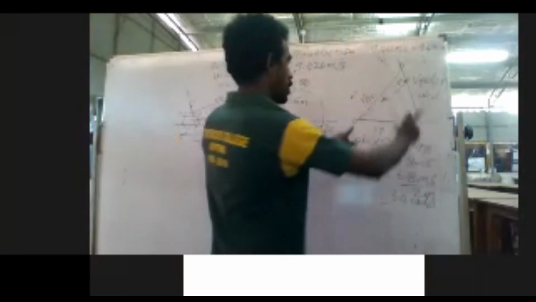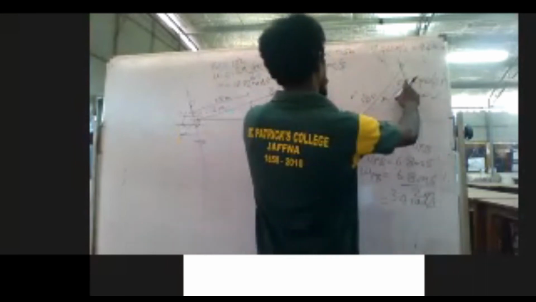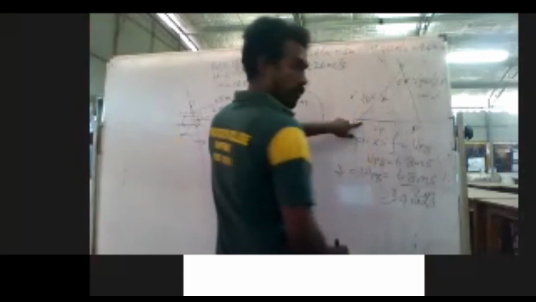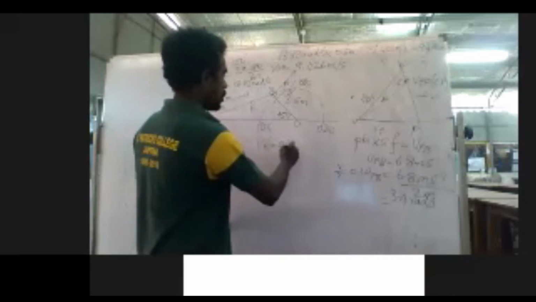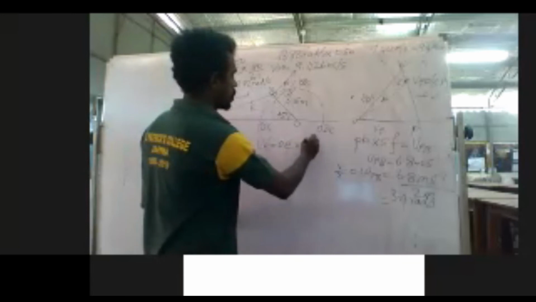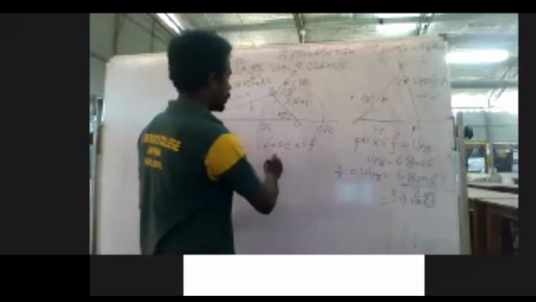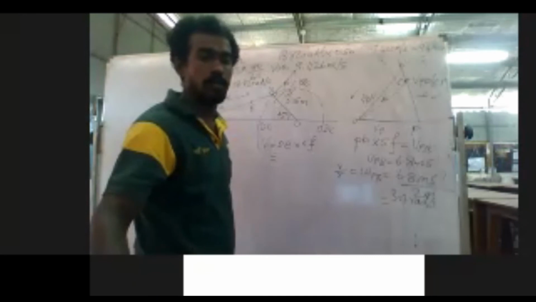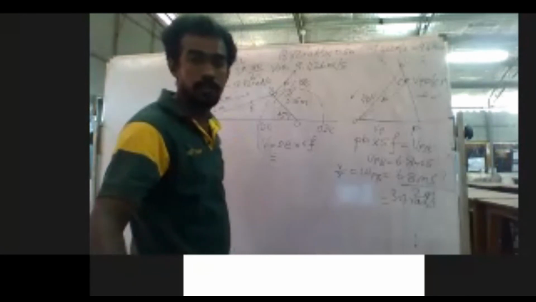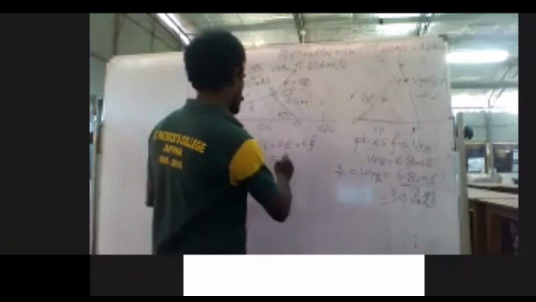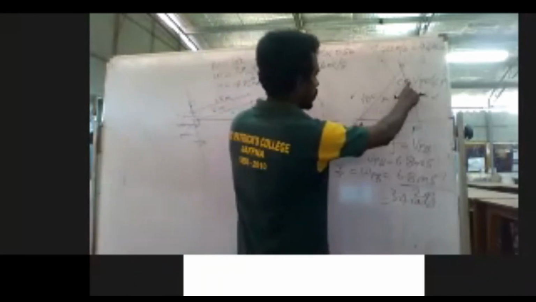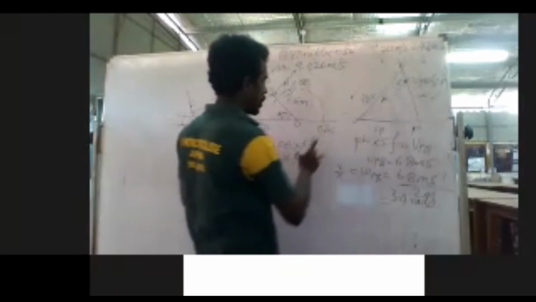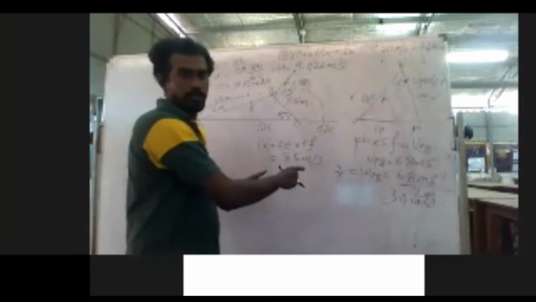So what I have to do is measure this, that is OE. So the velocity of E is equal to OE times your scale factor, and you will have some value. So the velocity of E is equal to 8.5 meter per second. You measure this and multiply with your scale factor, right?